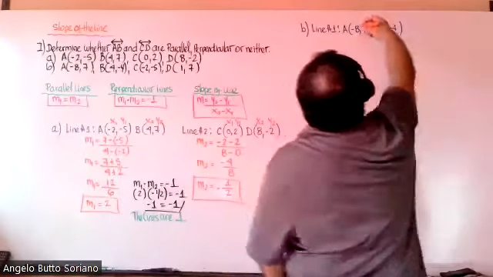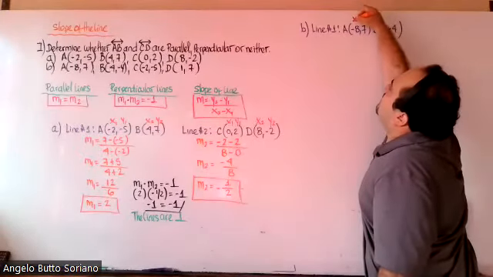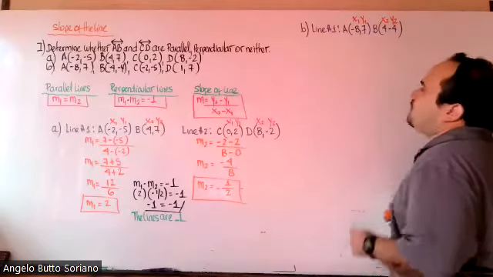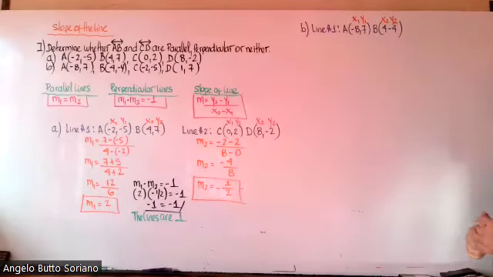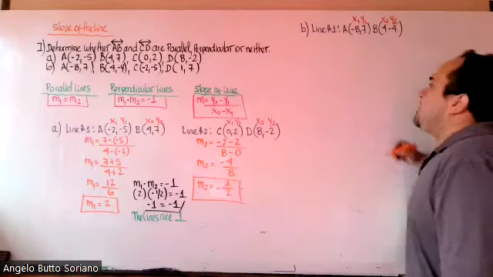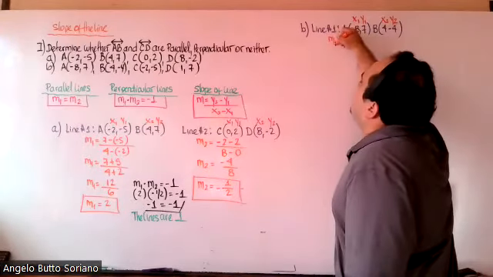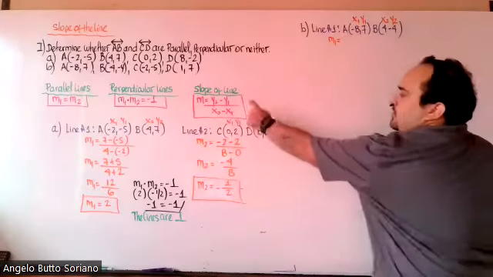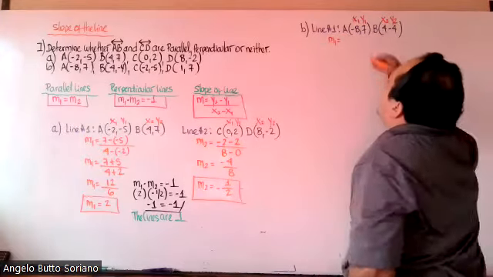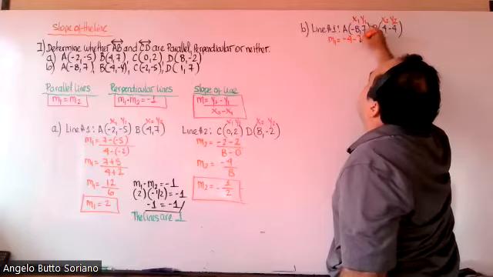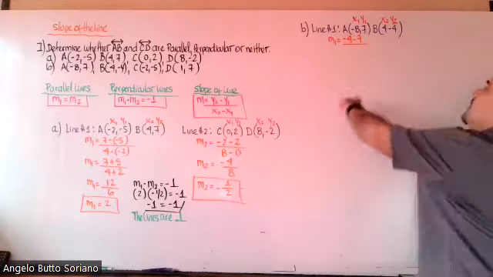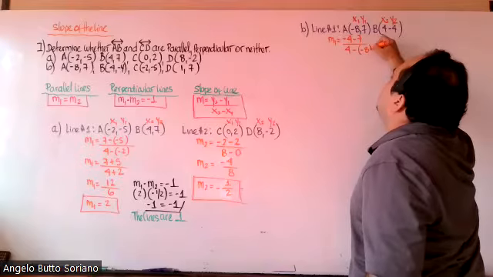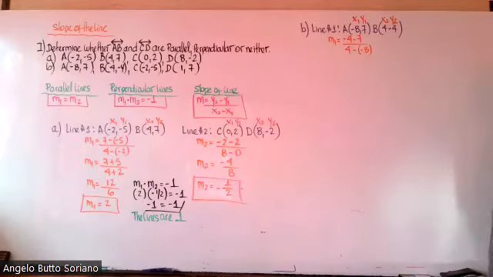We can call this one X1, Y1, and this is going to be X2 and Y2. Let's calculate the value of the slope of the line. We can call this one M1. That will be equal to Y2 minus Y1, I mean -4 minus 7 over 4 minus -8.